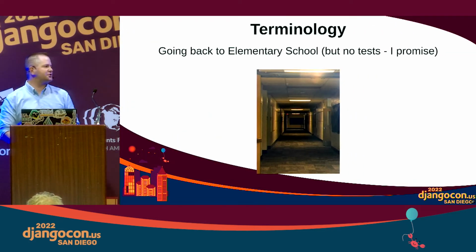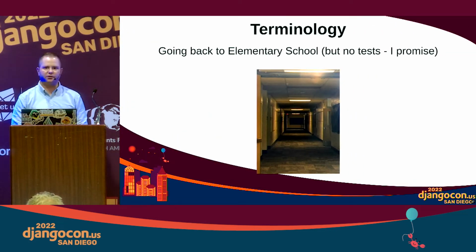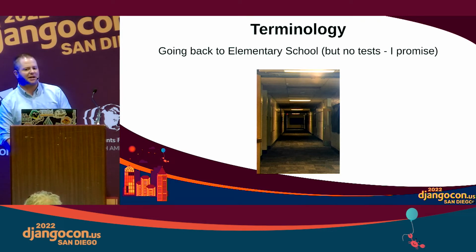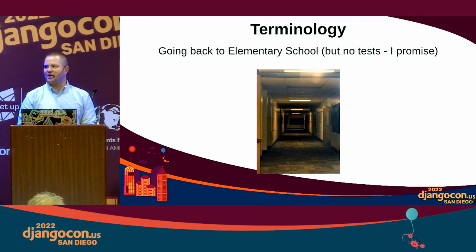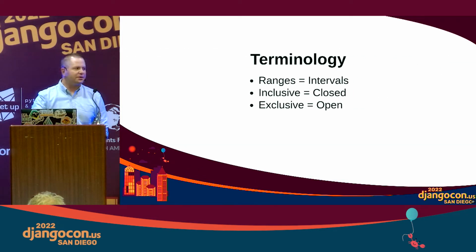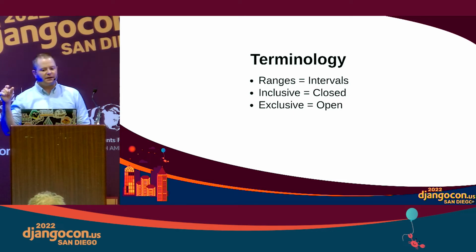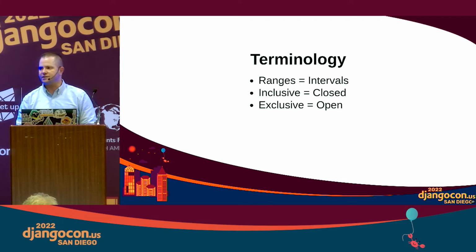So to make sure we all understand what these different lookups mean, we're going to go back to elementary school, but there won't be any tests, I promise. A few things right off the bat. If you come from a math background, or if you remember back in elementary school, you had the number line, and you have intervals, and they could be closed intervals, open intervals. So the terminology that Postgres uses may not be what you're familiar with, but these are the equivalents.